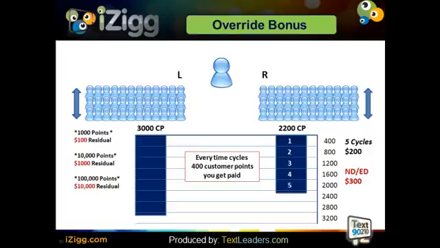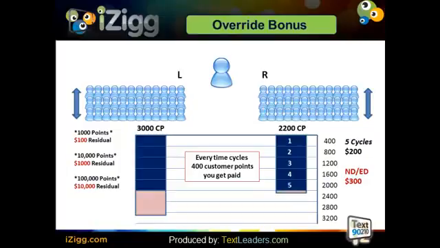So to put some numbers next to this, let's say you had a very large sales team that produced 1,000 customer points. You would get paid $100 residually. If they produced 10,000, you would get paid $1,000 residually. And if they produced 100,000 points in a pay period, you would get paid $10,000 residually.